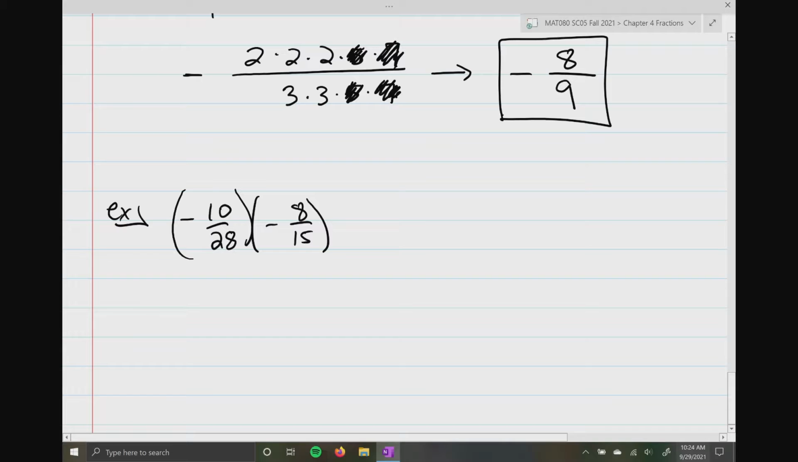Do you want to do this together or do you want to do it separately? Maria, you get to pick. Together or separately? Separately? Good, I like that attitude. Go for it.